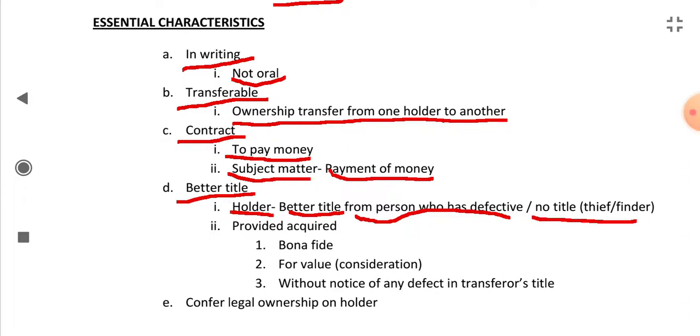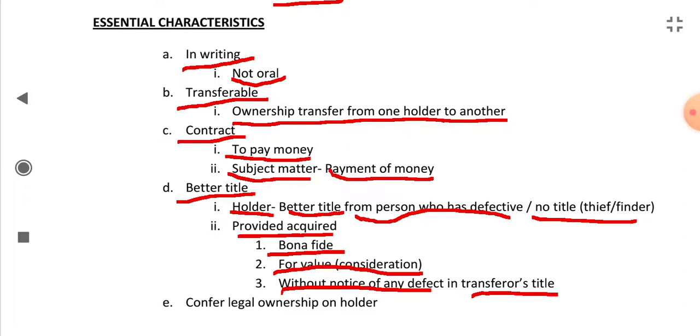provided he has acquired it bona fide, which means he has acquired it honestly, and for value or consideration, which means he has paid some money or some property as consideration, without notice of any defect in the transferor's title. He was not having notice of any defect in the transferor's title.